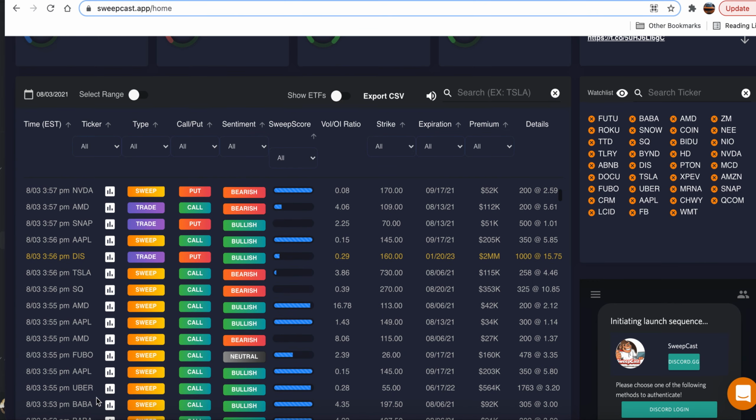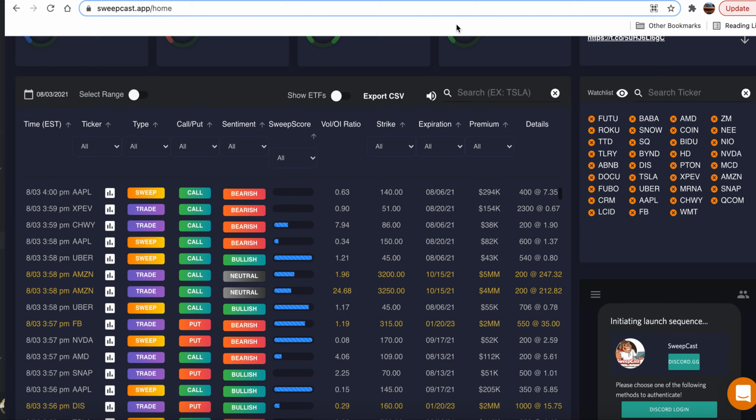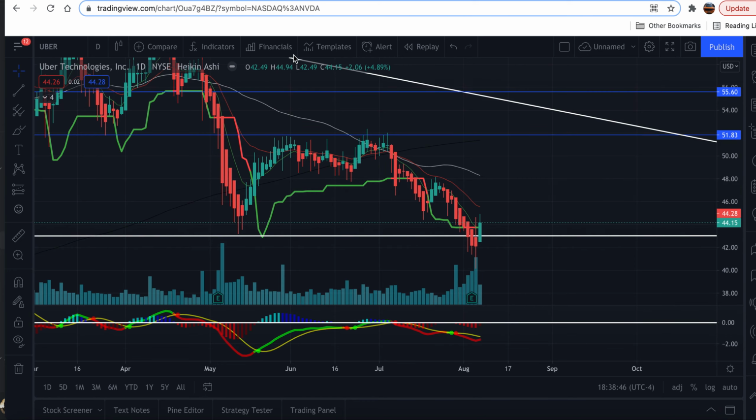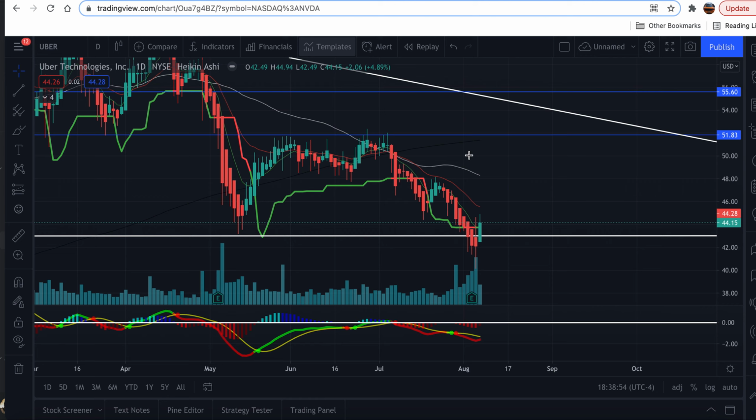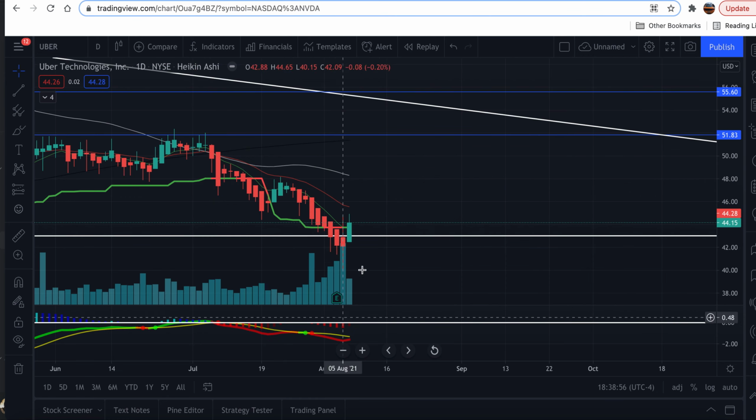Another sweep call over here at 3:55, right? So let's go ahead and look at Uber from, let me go back. So this is from 8/3 to 8/4, right? So let's see. Uber on August 3rd ended the day about 42.87.